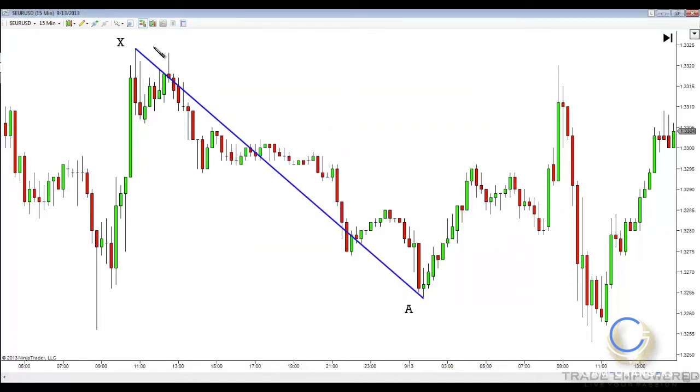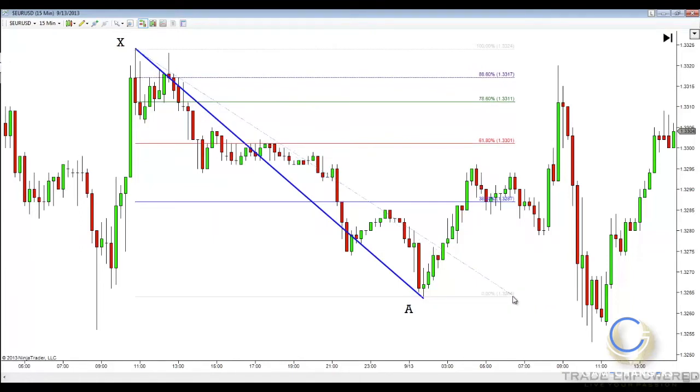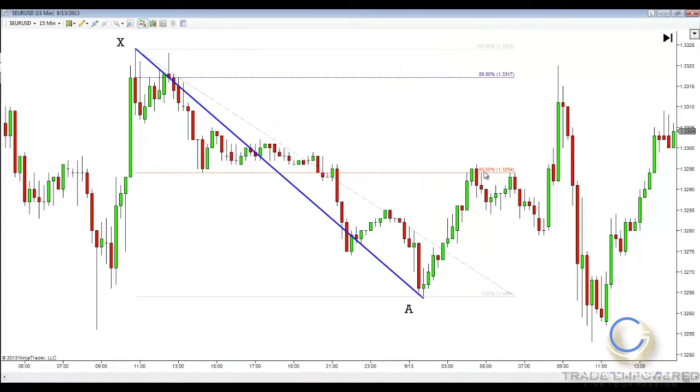We then want to take our Fibonacci retracement tool, take that from our X leg to our A leg, double click that, bring in my 50% retracement. You can see that price action does indeed hit the 50%, doesn't come up to the 618, giving me a valid B leg.